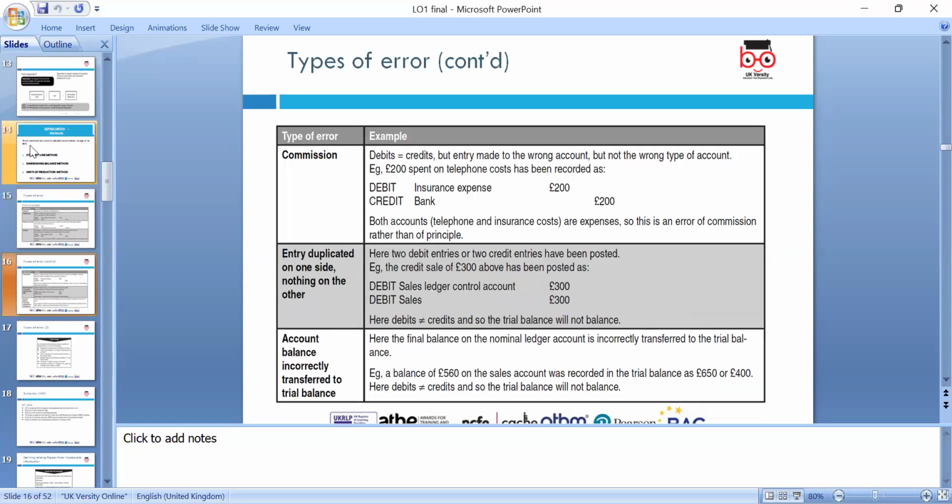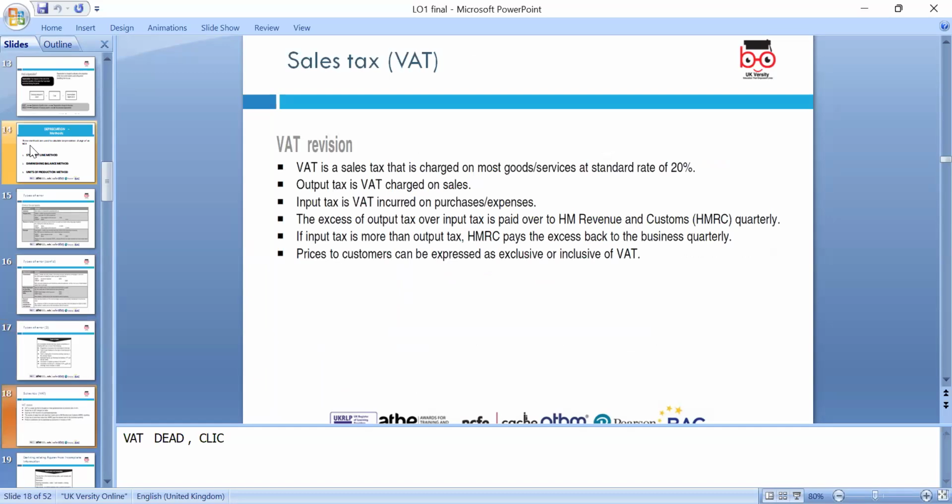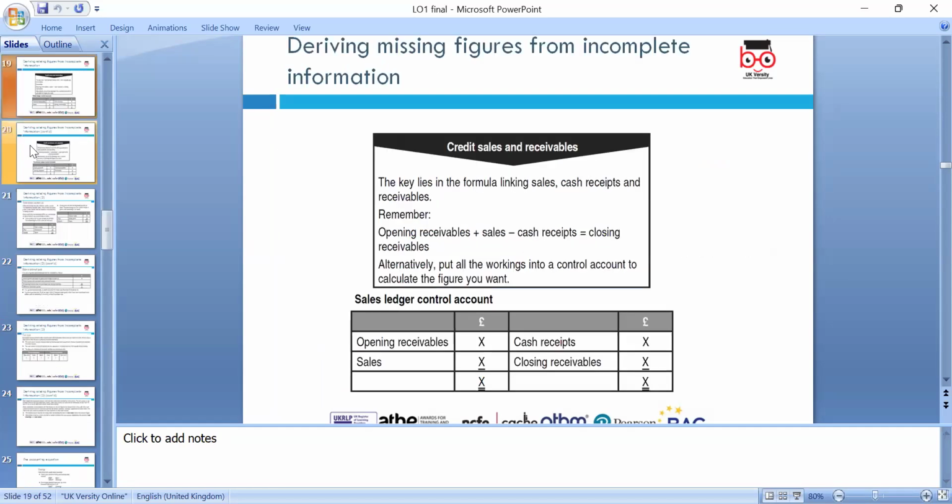The types of errors can be commission, and errors where the account balances are incorrect, so we do the reversal of entries, and the type of error needs to be where there is adjustment. VAT, we need to look at the sales tax account, and we need to look at the adjustment accordingly. So deriving the missing information from incomplete records, those need to be adjustment entries.